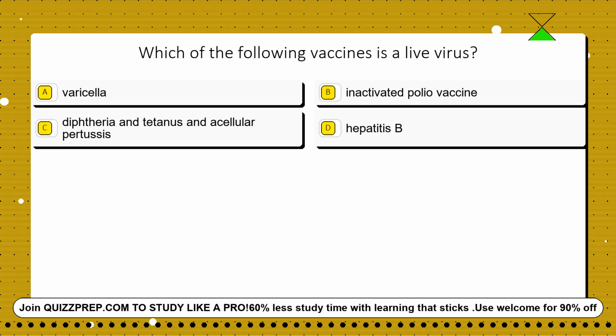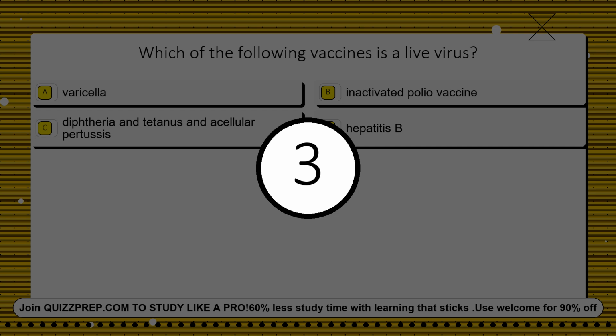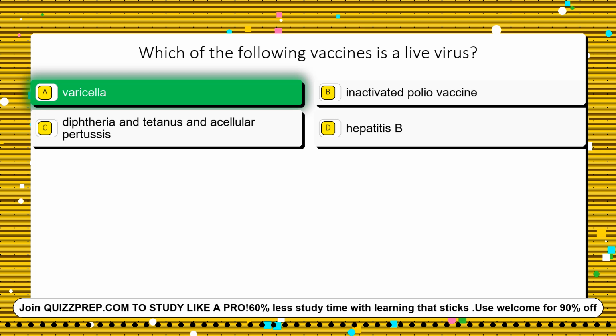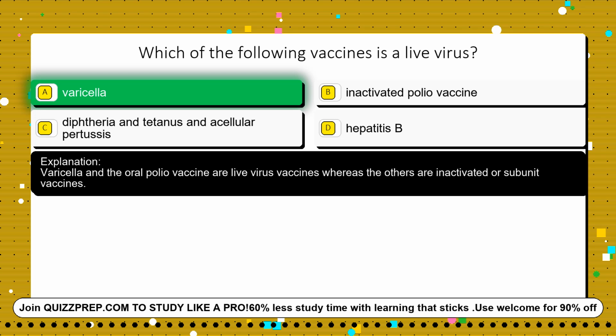Question 60. Which of the following vaccines is a live virus? Option A. Varicella. Option B. Inactivated polio vaccine. Option C. Diphtheria and tetanus and acellular pertussis. Option D. Hepatitis B. The correct answer is option A. Varicella. Varicella and the oral polio vaccine are live virus vaccines, whereas the others are inactivated or subunit vaccines.